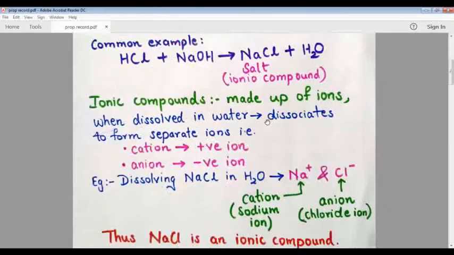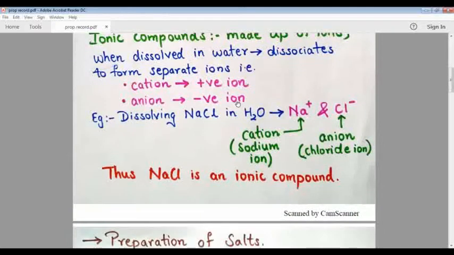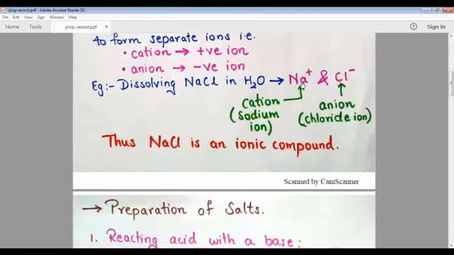So what are ionic compounds? Ionic compounds are actually made up of ions. That means when they are dissolved in water, they dissociate or break down to form separate ions, like the cation, the positive ion, and the anion, the negative ion. So if I dissolve sodium chloride in water, what will I get? I'll get a cation, the sodium ion, and an anion, the chloride ion. Clear? So we can conclude that sodium chloride is an ionic compound.